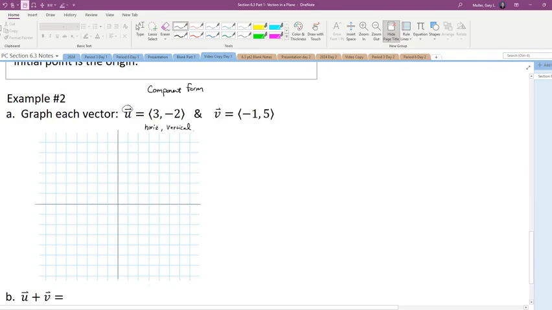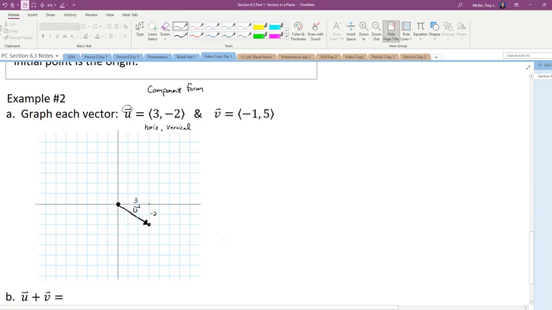So keep in mind, you can start and end a vector wherever you want. When we're doing component form, we're basically making the assumption that we're starting at 0, 0. So if my horizontal component is 3, 1, 2, 3, and then negative 2, then we have the vector right here. We went over 3, we went down 2, and the vector is, again, the hypotenuse of that triangle that is formed. So this is vector u.